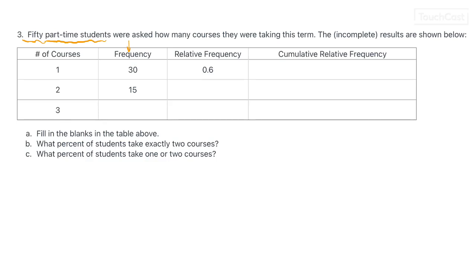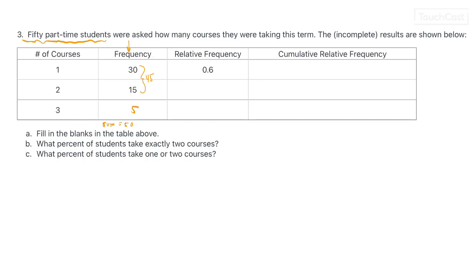So we know that whatever these numbers are, they need to total 50. So if I already know that I have 30 plus 15, which is 45, then I know that this has to be 5, because 45 plus 5 will give me the 50 total. So that's the first part.